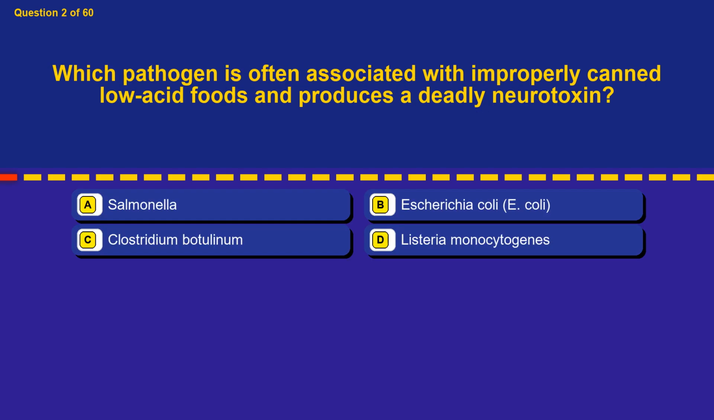Question 2. Which pathogen is often associated with improperly canned low-acid foods and produces a deadly neurotoxin? Option A, Salmonella. Option B, Escherichia coli, E. coli. Option C, Clostridium botulinum. Option D, Listeria monocytogenes.